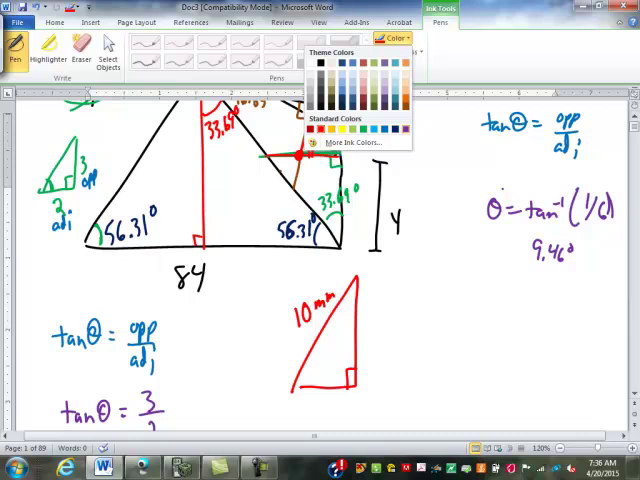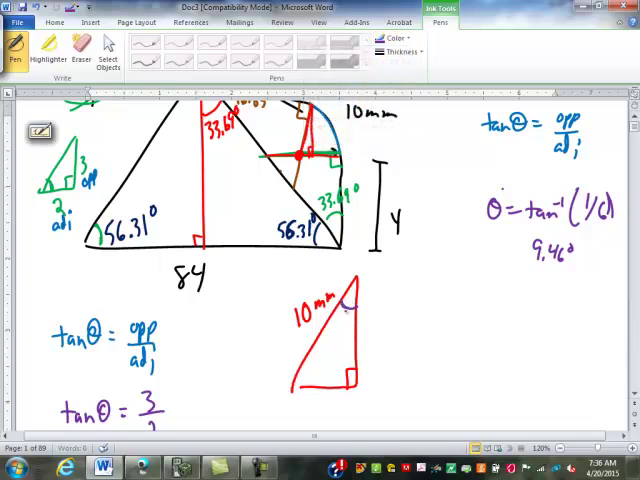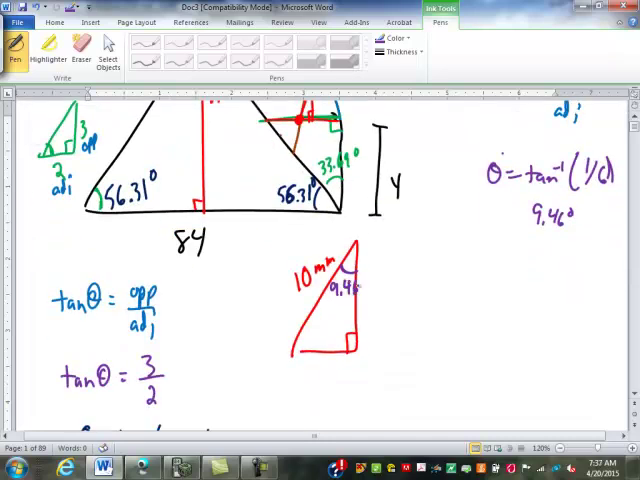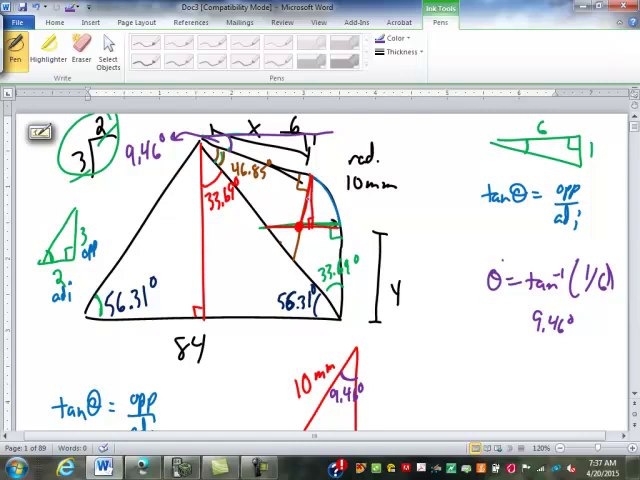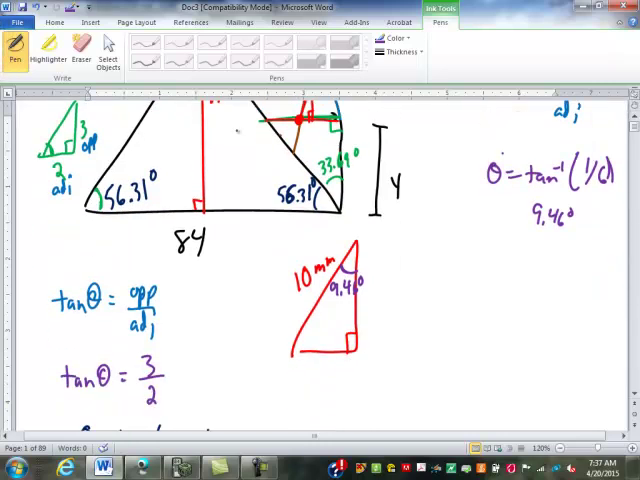Do we know any of the angles? Well, yeah, we actually know this up here is 9.46 degrees. That angle here has to be the same as this one up here. So what we can do, let's find this height and this height. I'm going to give you guys a second. I'm going to call this A down here and this B. Find those in your notes quick. So what'd you come up with?